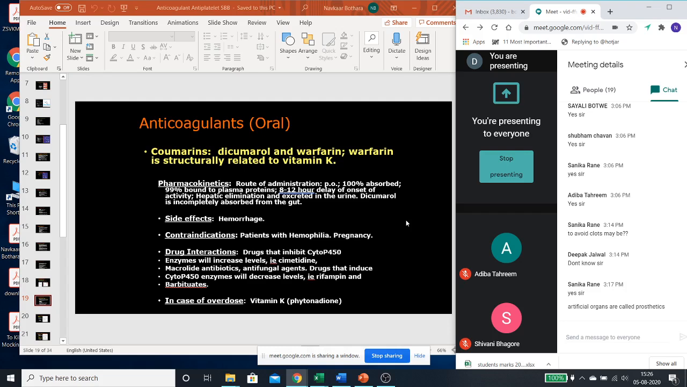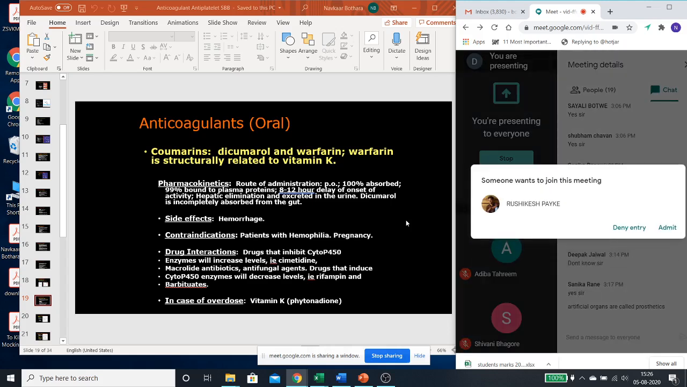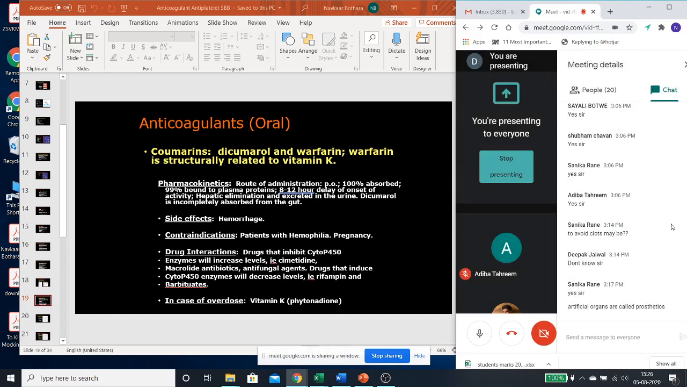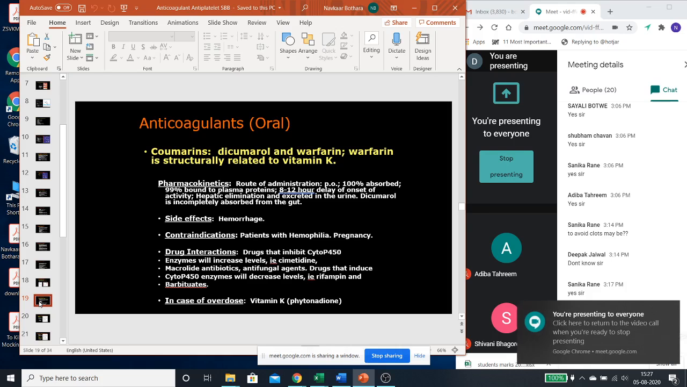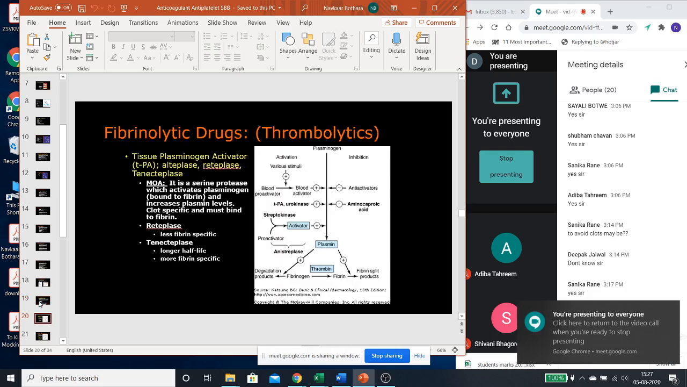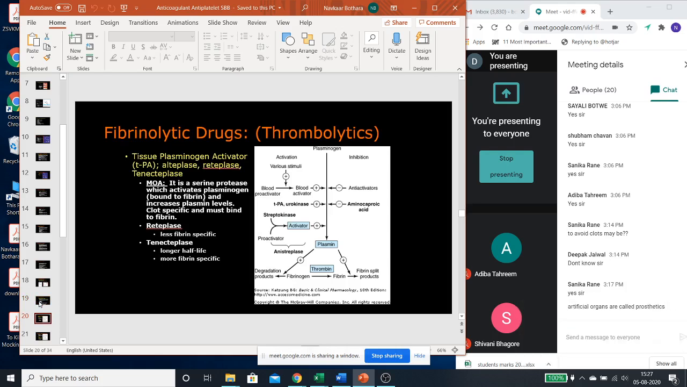Whenever we feel that there is an overdose of these agents, oral anticoagulants or coumarins, then we can administer vitamin K, also known as phytonadione. This can be administered, which will take care of the inhibition of vitamin K. Okay. So the next class of this is fibrinolytics.